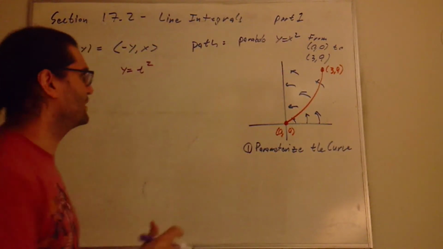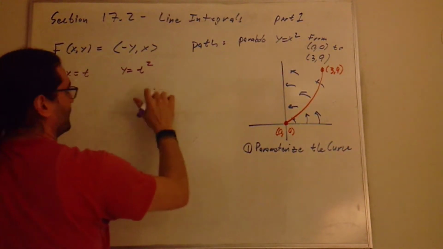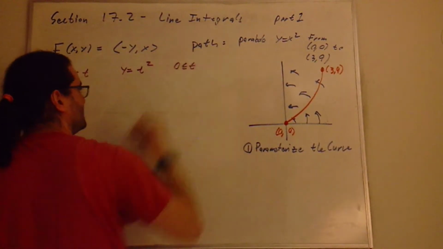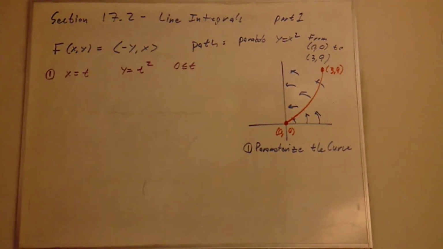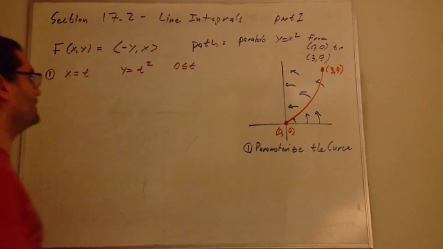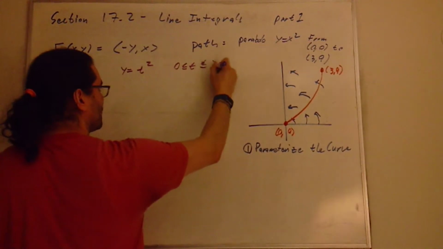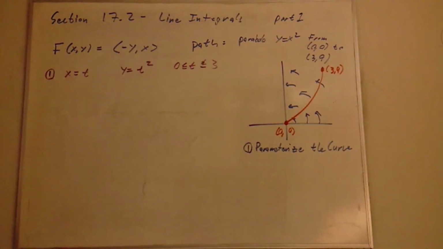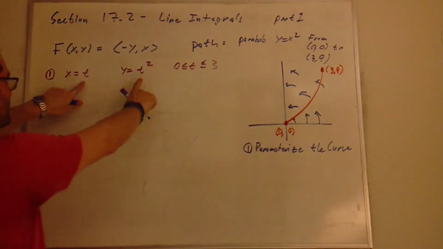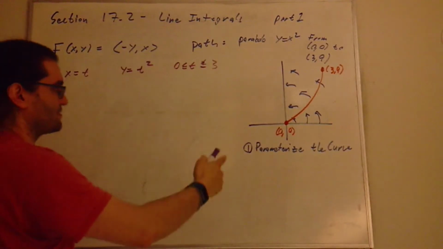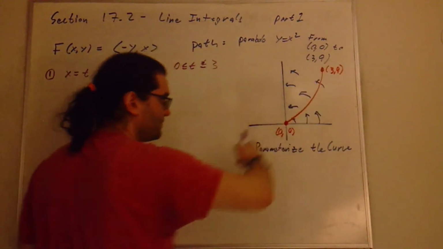We need a starting and ending value. If we want this thing to start at 0, 0, then 0 is one endpoint for t. If we want it to end at 3, 9, then 3 is the other endpoint for t. So t is going to go from 0 to 3, and that'll take us from the point 0, 0 in x and y into 3, 9 for x and y across this parabola.